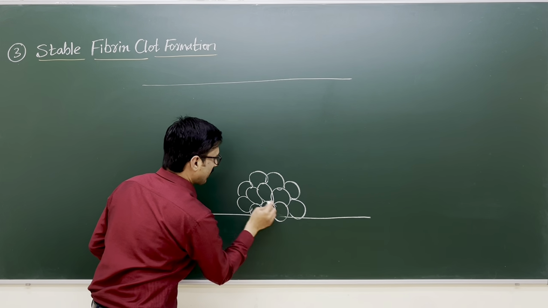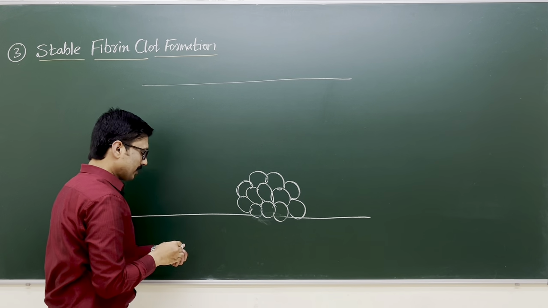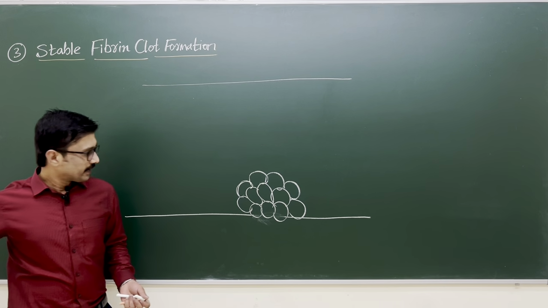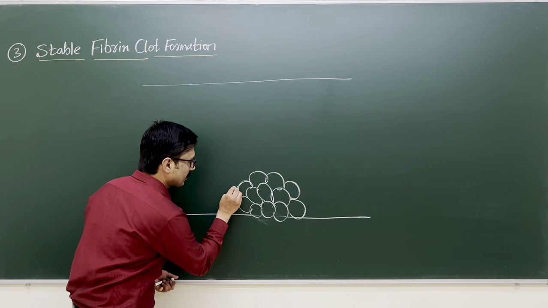When the platelets are activated, their glycoprotein 2b3a receptors are activated, and also the surface will have negative charge. The surface of the platelets is negatively charged.